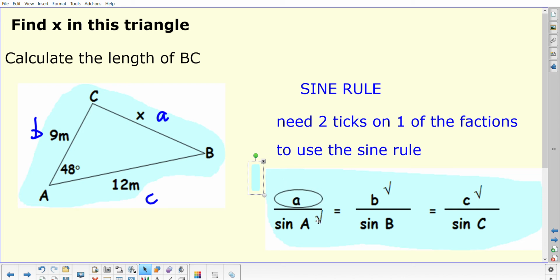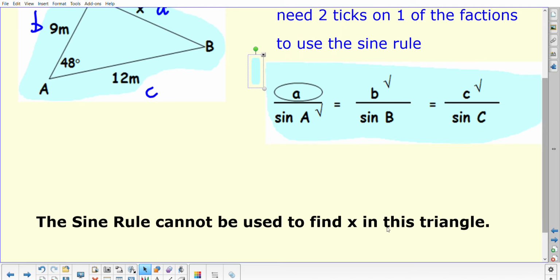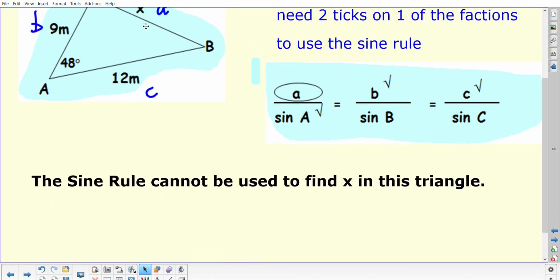We know angle A, so we can put a little tick there for the sine of A. We know side b, so we can put a tick. We don't know angle B. We know side c, so we can put a tick there. But looking at that, we do not have two ticks on any one of the fractions. So in this particular situation, we are unable to find the length of x using the sine rule.